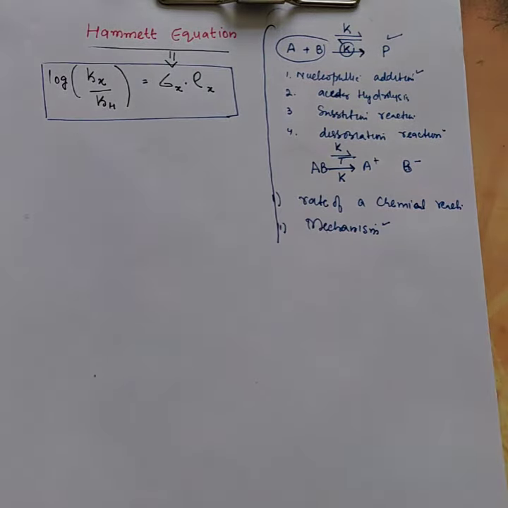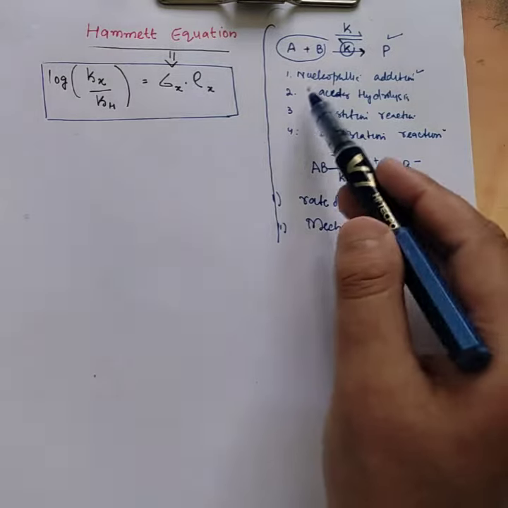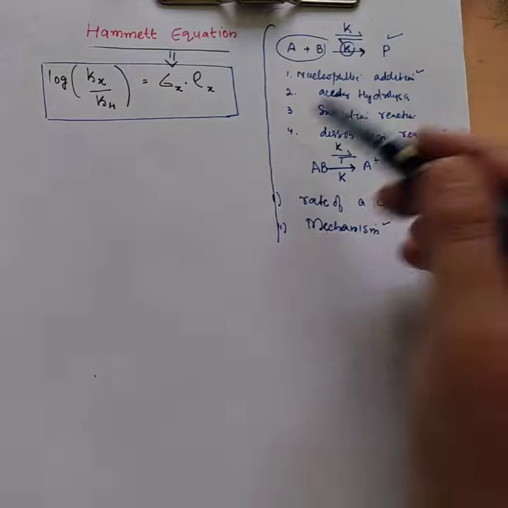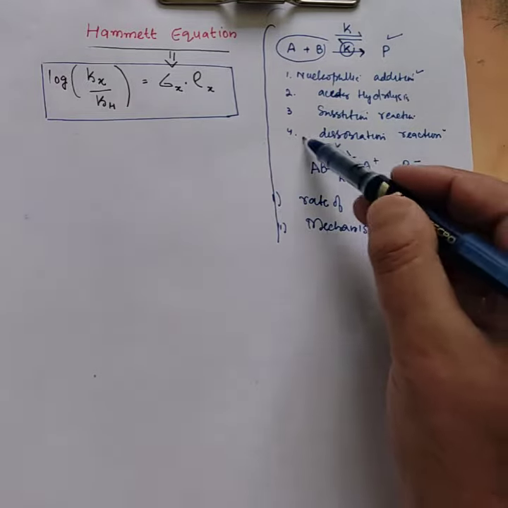Let's keep it aside. Now, what I have written here, log of kX by kH is equal to sigma X multiplied by rho X. What is this basically? See, in today's class, we'll only try to understand this and then we'll go deep into its further basics. Let's take an example to understand this, to simplify this. We'll take the example of dissociation.